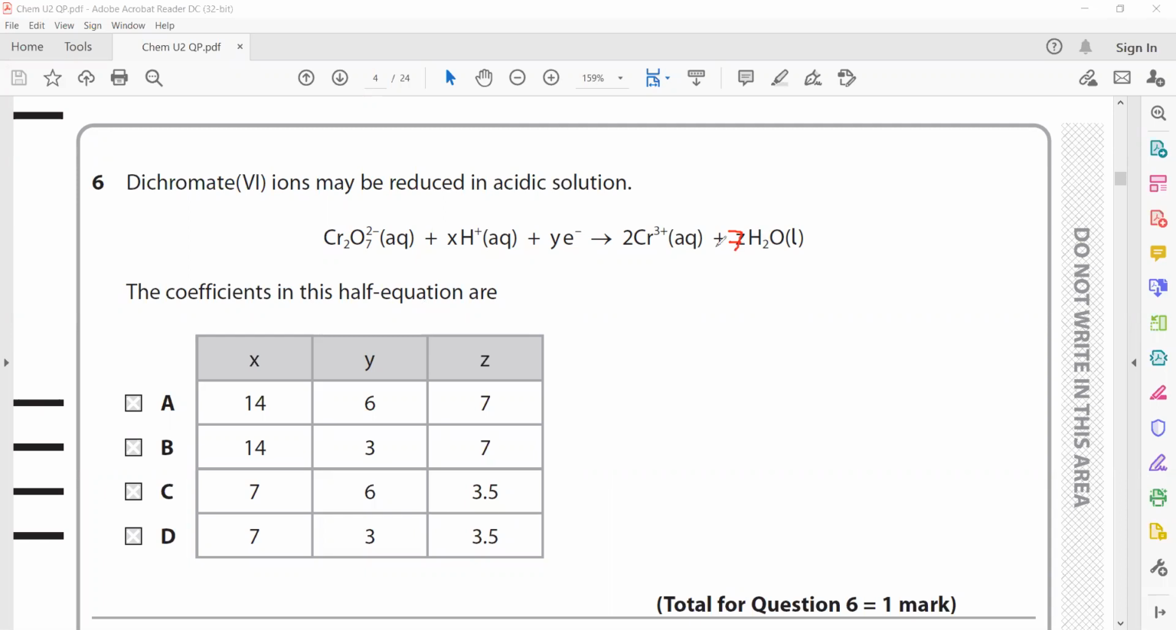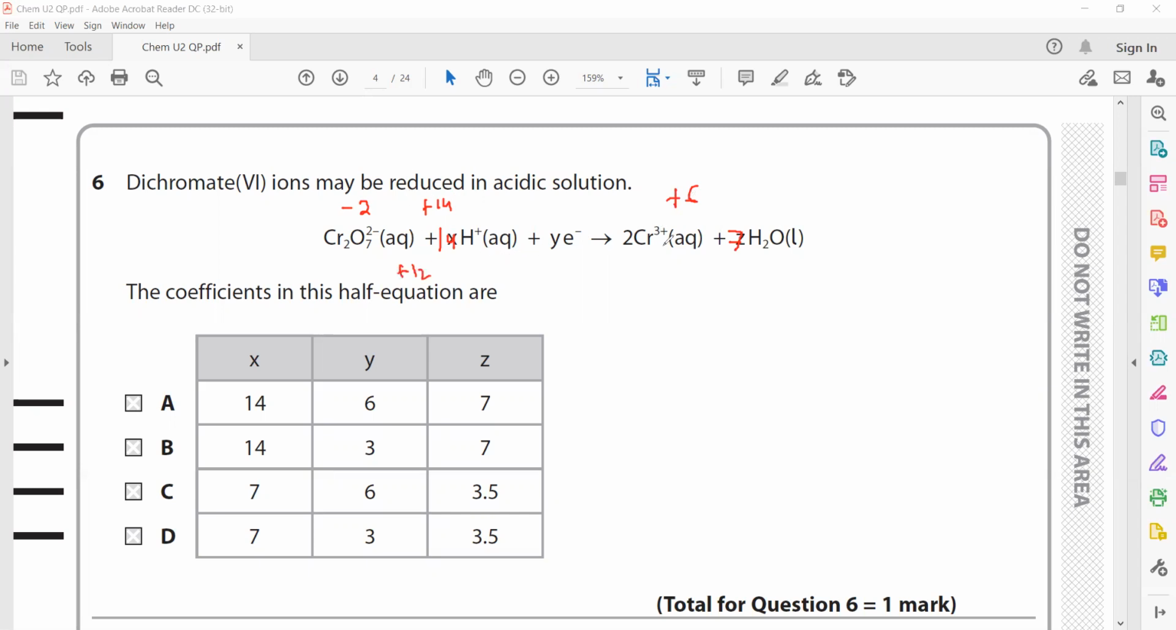So in total we have 7 multiplied by 2, 14. So we need 14 hydrogens. And to balance the charge, we add electrons. So what is the total net charge here? This is -2 and plus 14, and 2 multiplied by 3, that's plus 6. So the total charge is plus 12.